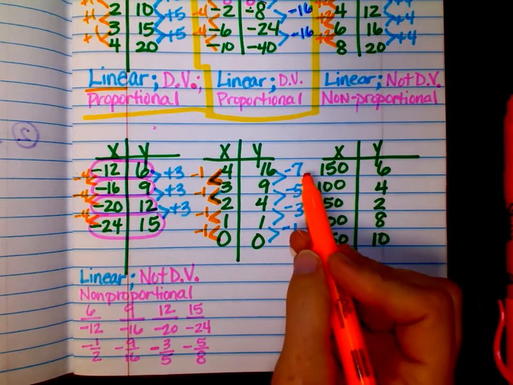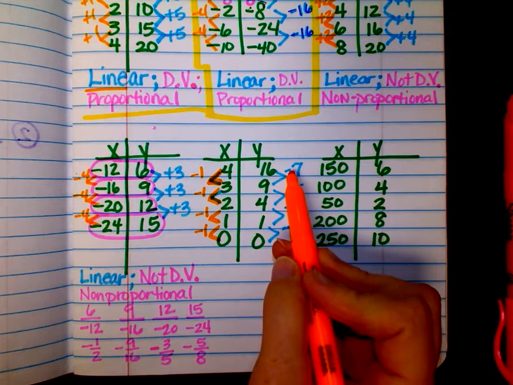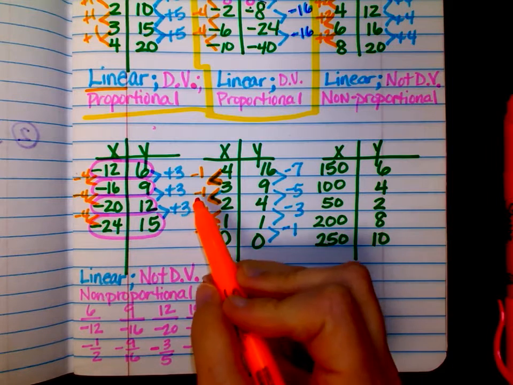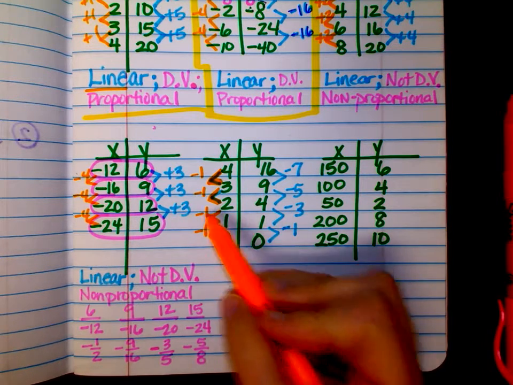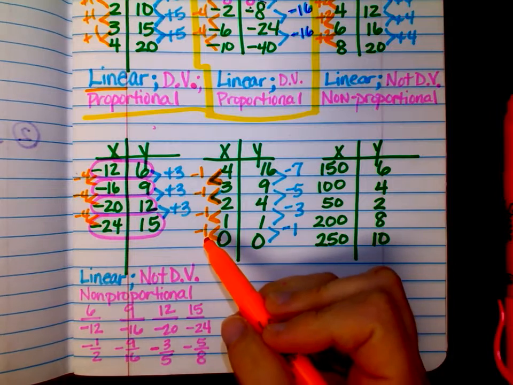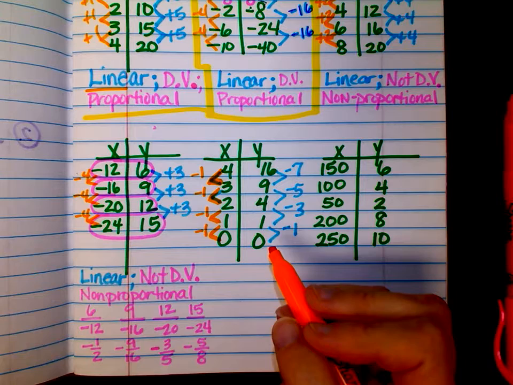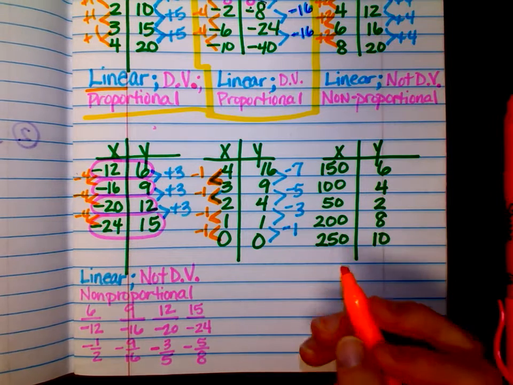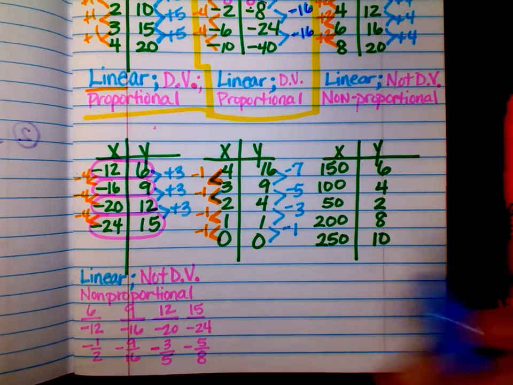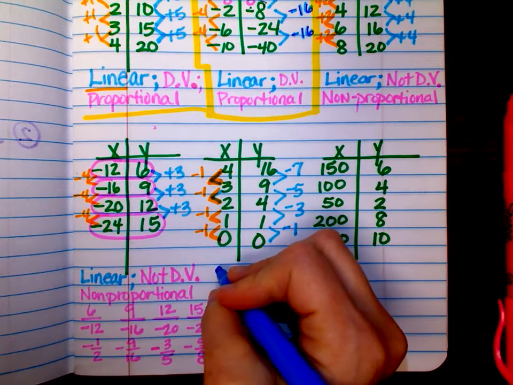And we notice here that our rate of change is not consistent, it's not constant. So we have negative 7 over 1, and then negative 5 over 1, and then negative 3 over 1, and then negative 1 over negative 1. When you look at those, these are not the same rate of change throughout the entire table. So we realize then that this is not even a linear relationship.